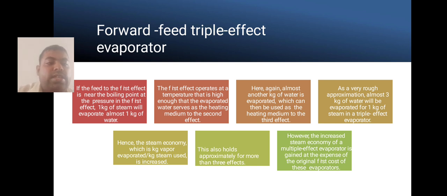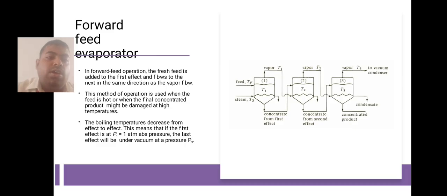However, the increased steam economy of a multiple effect evaporator is gained at the expense of the original first cost of these evaporators. This is the forward feed evaporator. In this, the fresh feed is added to the first effect and flows to the next in the same direction as the vapor flow. This method of operation is used when the feed is hot or when the concentrated product may be damaged at high temperatures. The boiling temperature decreases from effect to effect. This means that if the first effect is at P1, that is 1 atm pressure, then the last effect will be under vacuum at a pressure P3.